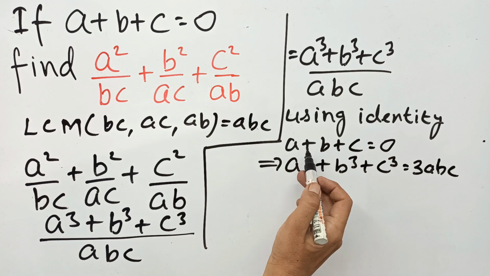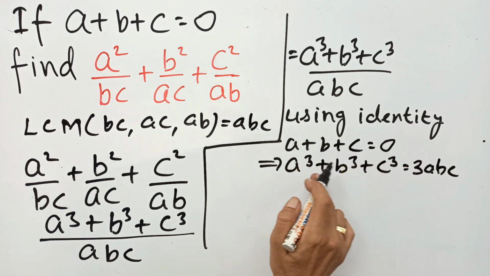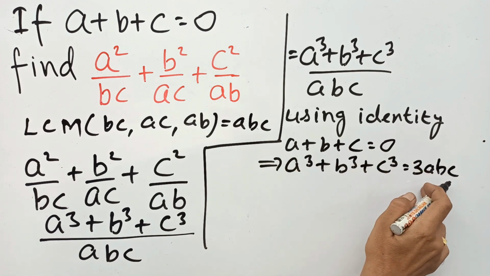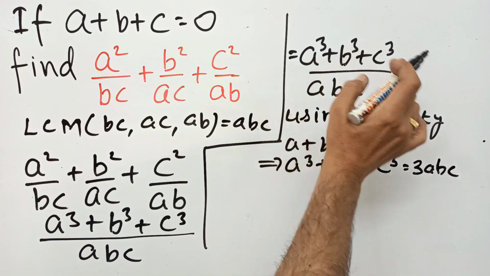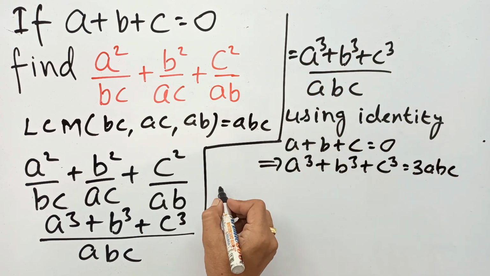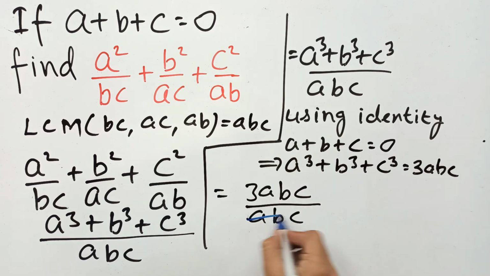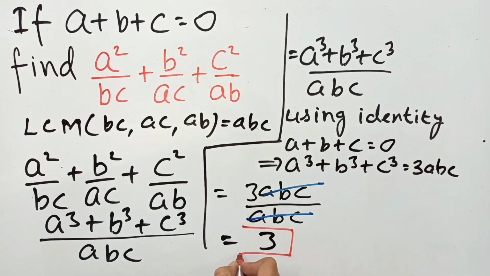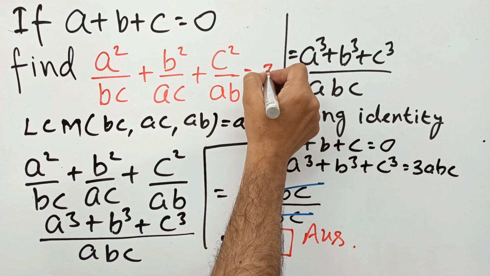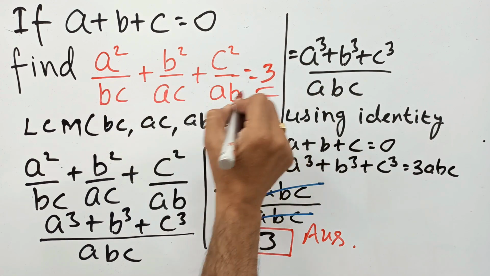Use this identity. If a plus b plus c is equal to 0, then a cube plus b cube plus c cube is equal to 3abc. So in place of the a cube, b cube, c cube, we will put 3abc. ABC will be cancelled. So the answer is 3. The value of this expression is 3.